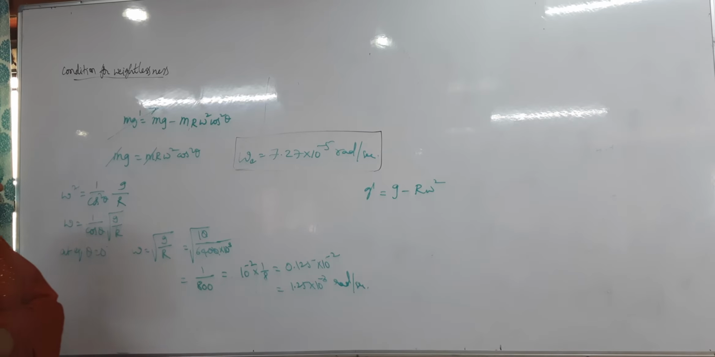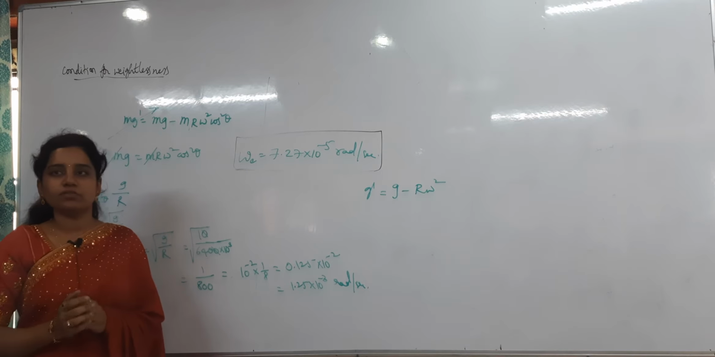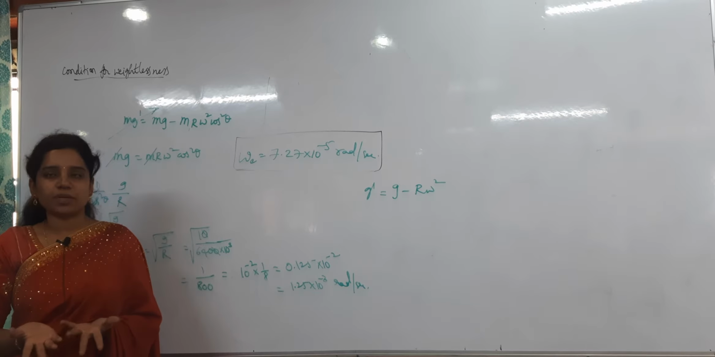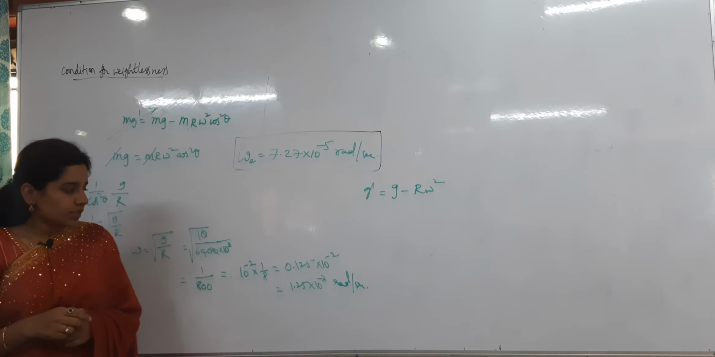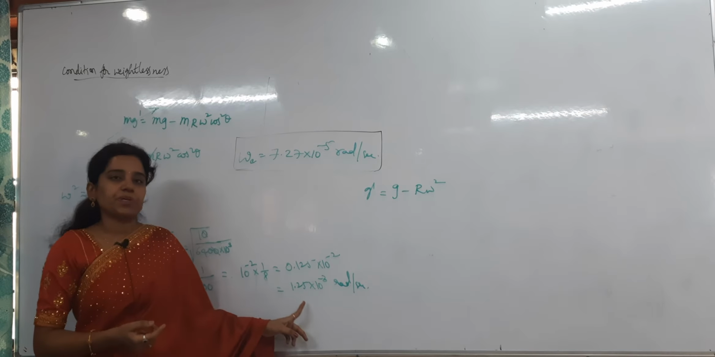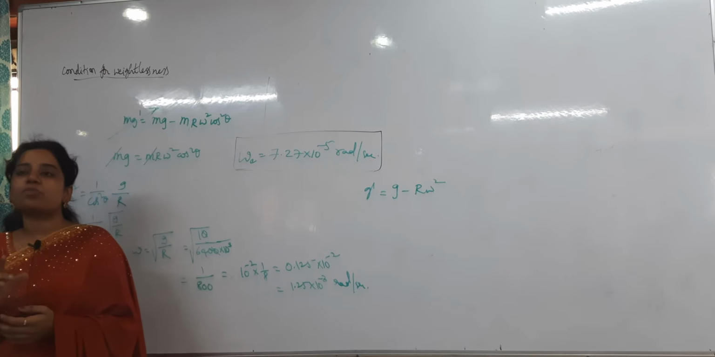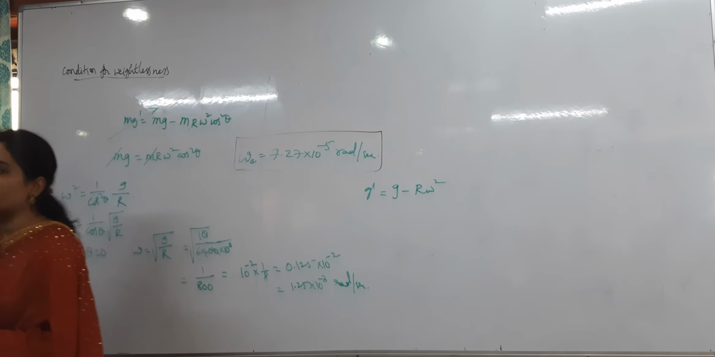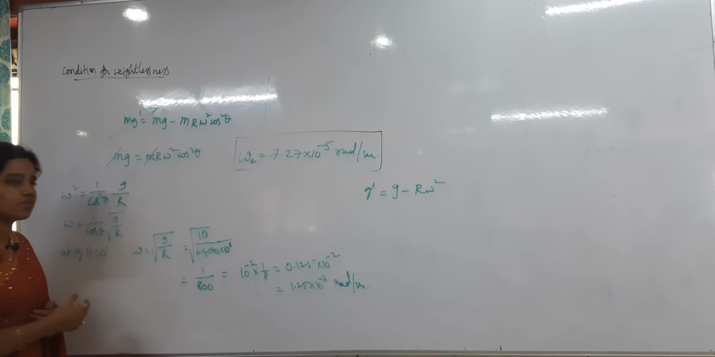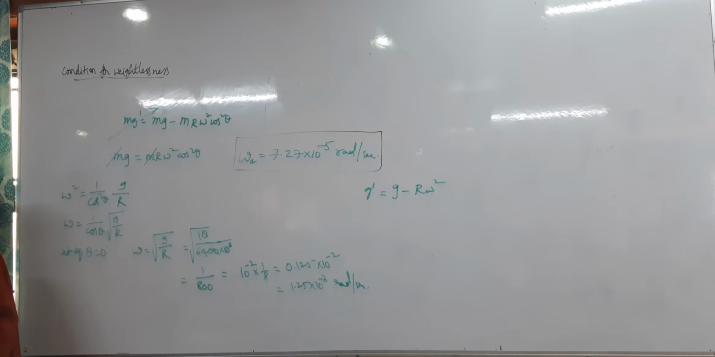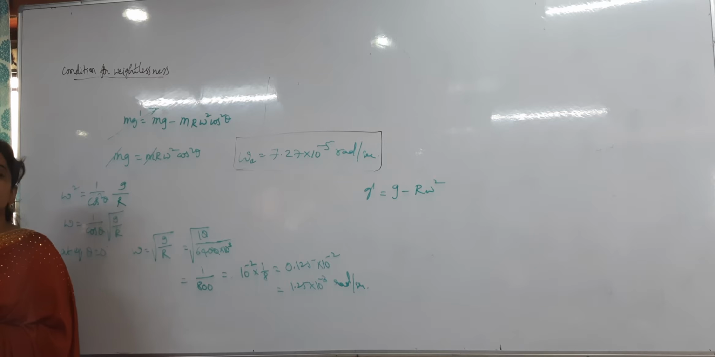Whenever the earth is rotating at its present speed, what is the time period for one rotation? 24 hours. Earth is rotating at this angular speed, and the time period is 24 hours. If in case the earth is rotating at this speed, what is the time period? Nothing but just 1.4 hours. In 1.4 hours, the earth will complete its rotation. Clear, right? Why? Because omega is equal to, what is the formula in terms of time period? Omega is equal to 2 pi by T, angular displacement by time. From that, if you calculate, you will get the time period as 1.4 hours.